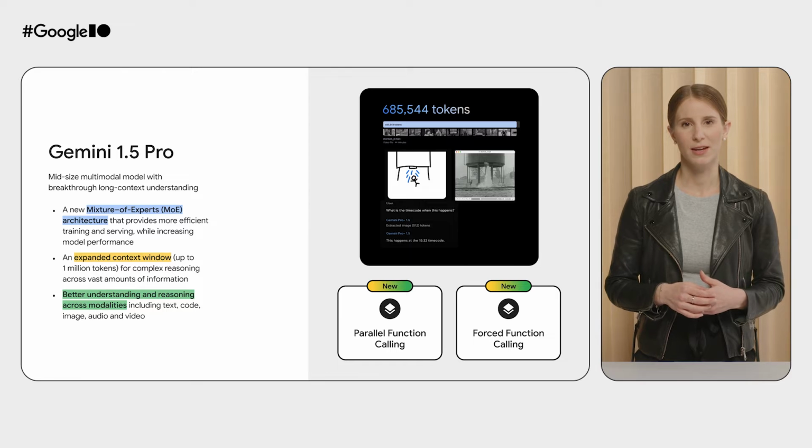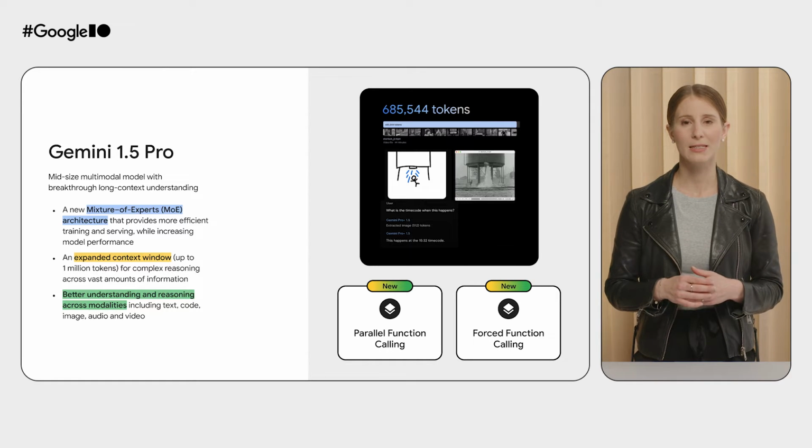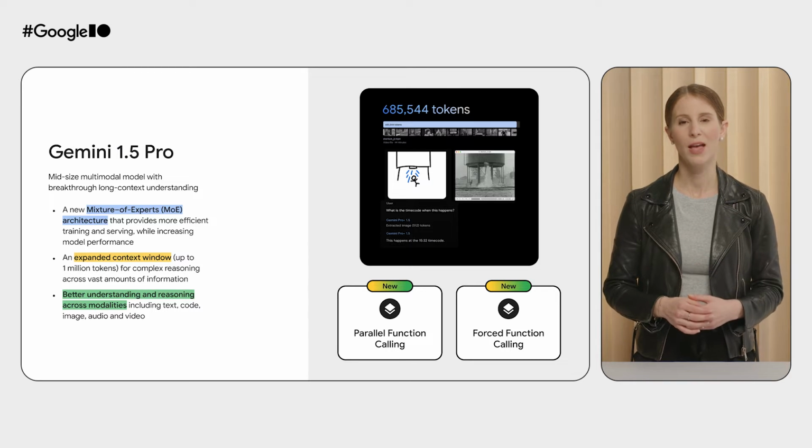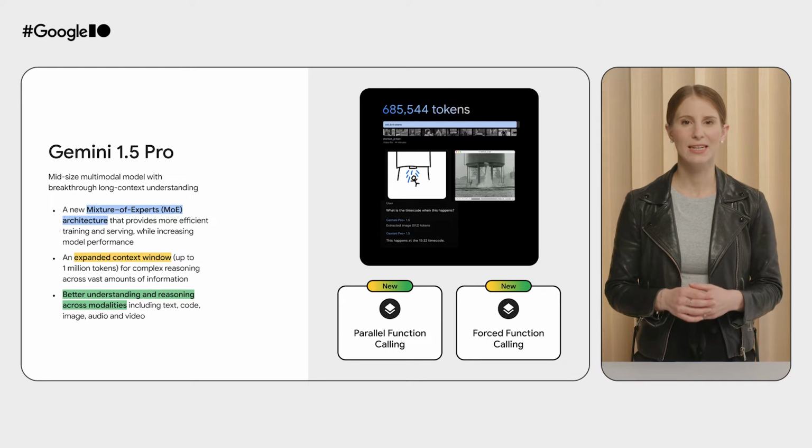You'll also find exciting new features in Gemini 1.5 Pro, like parallel function calling and constrained decoding. Parallel function calling lets you call multiple functions in parallel and access information from multiple data sources rather than calling functions serially one by one. And constrained decoding is a technique that allows you to force a specific function call for a given prompt or conversation turn.